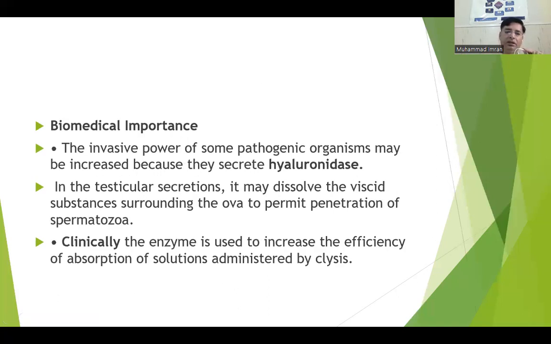Biomedical importance: the invasive power of some pathogenic organisms may be increased because they secrete hyaluronidase, which depolymerizes the hyaluronic acid. In testicular secretion, it may dissolve the viscid complex substance surrounding the ova, which is mostly composed of hyaluronic acid, to permit the penetration of spermatozoa. So it helps in fertilization by degrading the hyaluronic acid present over the surface of the egg.